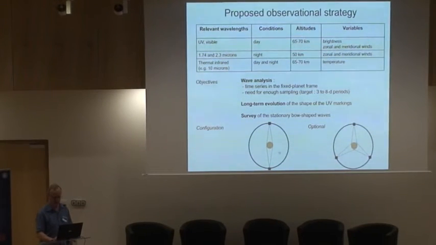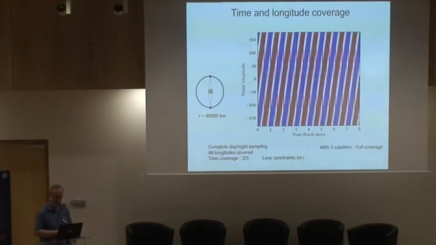So this configuration is good. Of course, the best one would be to have 3 satellites at 120 degrees from each other. With 2 satellites, you see that the coverage is very good, and typically the time coverage is 2/3. And with 3 satellites, the coverage would be total.